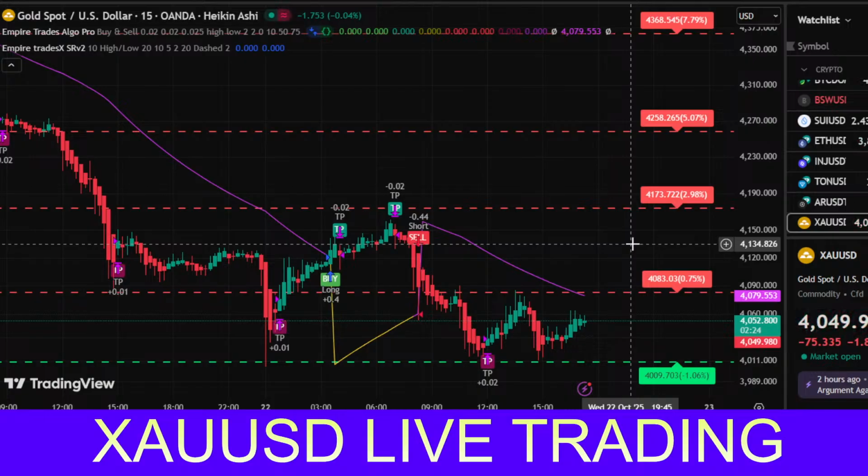6. Wait for confirmation. Patience is crucial for a sniper entry. Wait for the price to reach key levels and observe how it reacts. Look for confirmation through candlestick patterns, technical indicators, and volume spikes. Entering a trade without confirmation increases the risk of false breakouts or reversals.